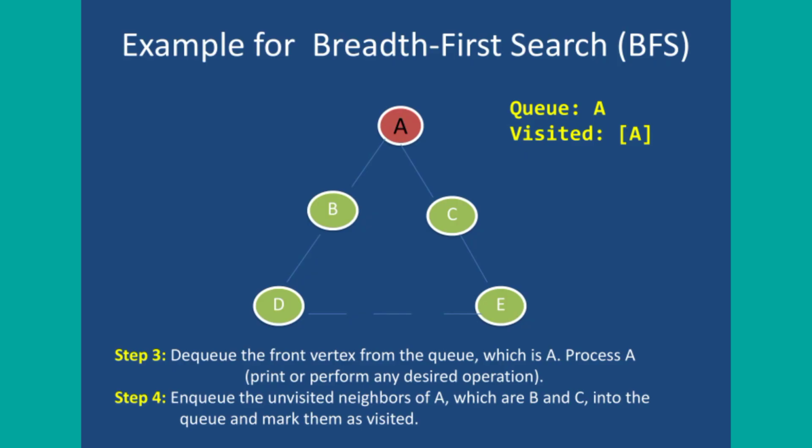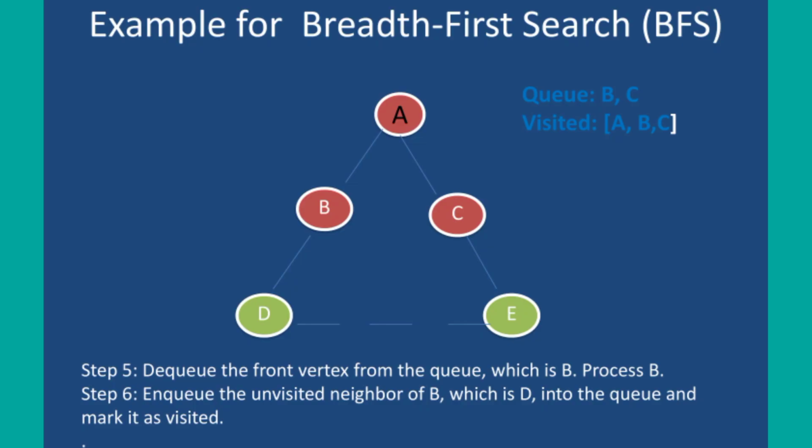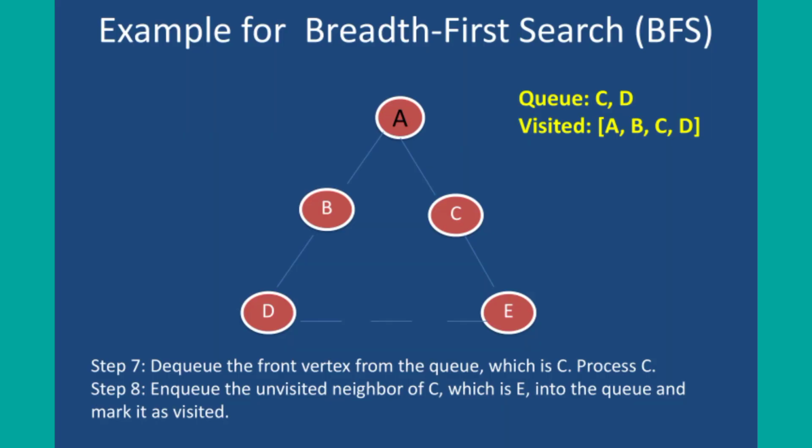Step 3. Dequeue the front vertex from the queue, which is A. Process A. Print or perform any desired operation. Step 4. Enqueue the unvisited neighbors of A, which are B and C, into the queue and mark them as visited. Step 5. Dequeue the front vertex from the queue, which is B. Process B. Step 6. Enqueue the unvisited neighbor of B, which is D, into the queue and mark it as visited.